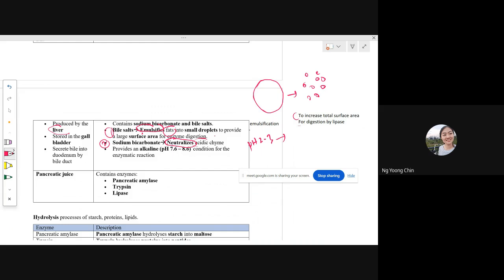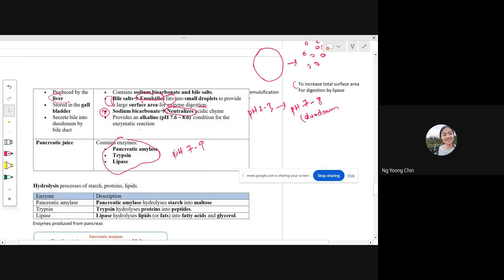After they are neutralized by the bile, the pH becomes maybe pH 7 to 8. This is in the duodenum. So the bile will help to provide alkaline conditions for the enzymatic reaction, because those reactions by the pancreatic enzymes are actually preferred in a slightly alkaline environment, which is about pH 8, around 7, 8 to 9. If the pH becomes too acidic, it will not be suitable for those enzymes to take their actions.